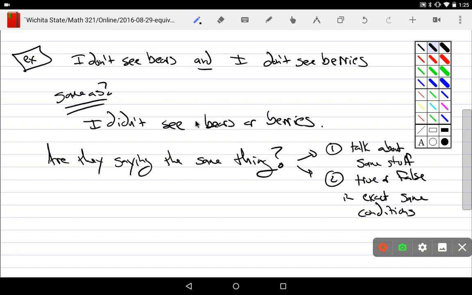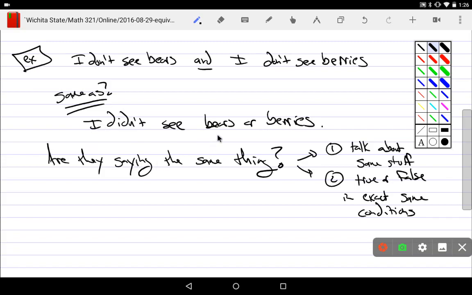So for example, for the first one, if a person says, I didn't see bears and I didn't see berries, you would say, okay, I know that under and, false usually dominates. So let's focus on when this is true. It's only true in one condition, which is you didn't see bears and you didn't see berries. That's the only time this is true. On the other hand, when would the bottom be true? Well, I'm negating a not of an or. What's special about or is that it's only false when you didn't see bears and at the same time you didn't see berries.